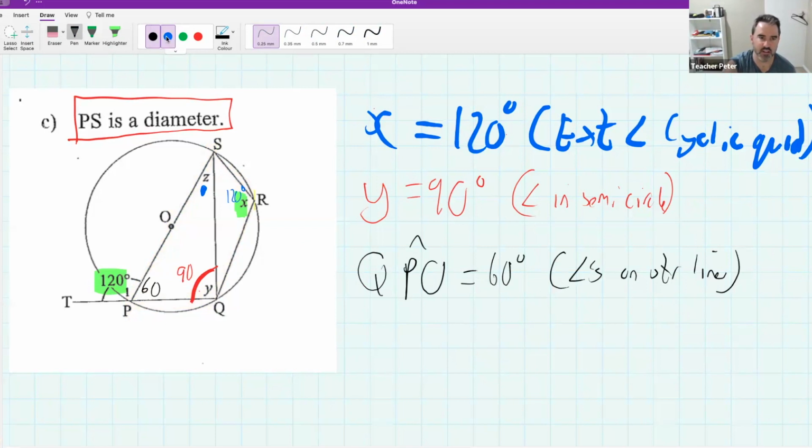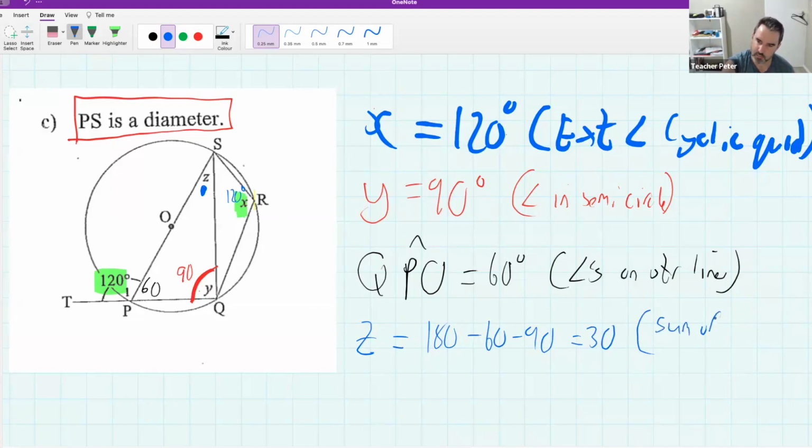So what is my Z going to be? It's just going to be 180 minus 60 minus 90, which is 30. And what would the reason be? It'd be the sum of angles in a triangle. And so this would indeed be 30.